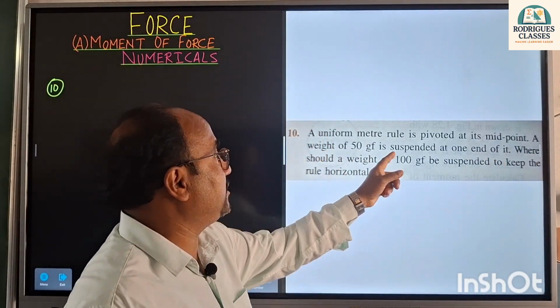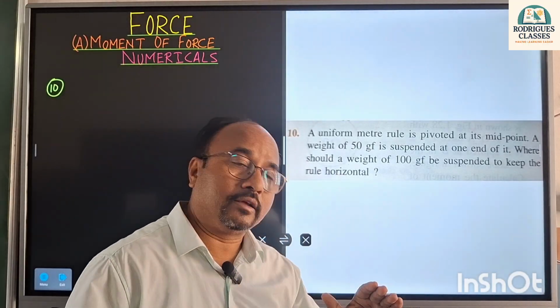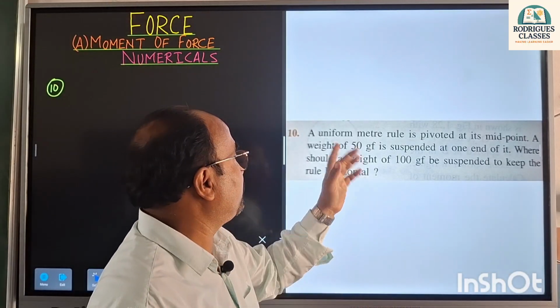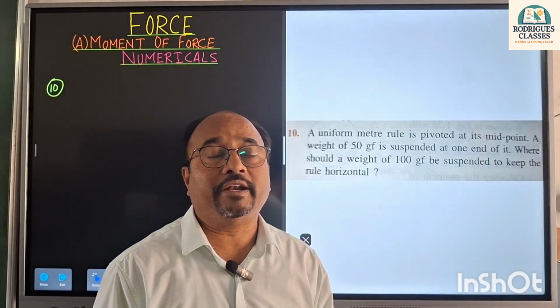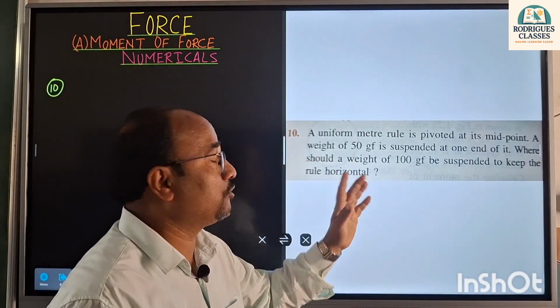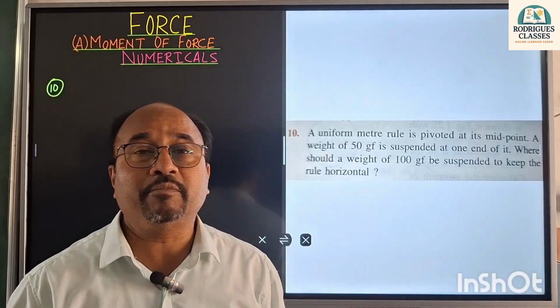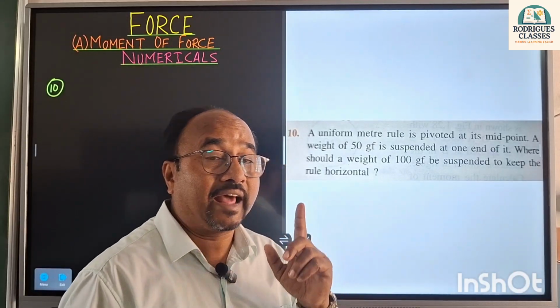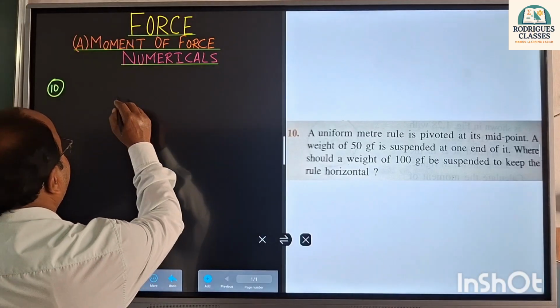A weight of 50 GF is suspended at one end of it. So at one end, a 50 GF weight is suspended. Where should a weight of 100 GF be suspended? So we have another weight, 100 GF. Where should it be kept to keep the rule horizontal? It means it should be in a balanced condition, equilibrium condition. So first of all, the diagram part is very important here. So let us get the diagram part clear.